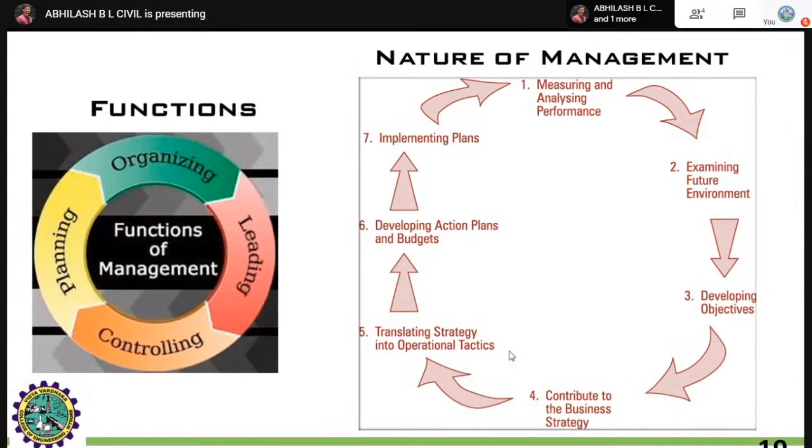Coming to the next, what are the different functions of management, right? Here, organizing, leading, controlling, and planning, right? These are some of the different functions of management of a construction activity, which should take place in a smooth manner.